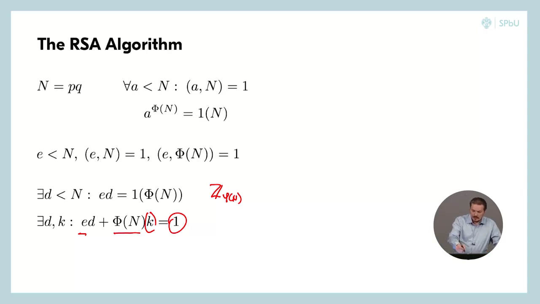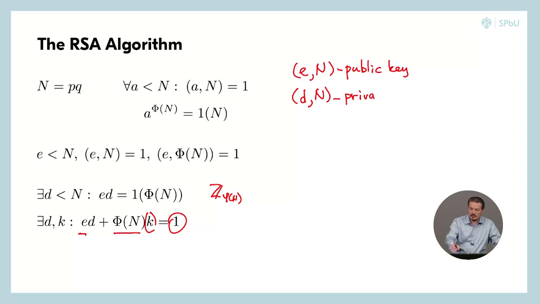Okay, now these numbers, E and N, we will call the public key. And the numbers D and N we will call the private key. And it is obvious that the public key we share widely, and the private key we keep secret and don't share with anyone. Time to use these keys.